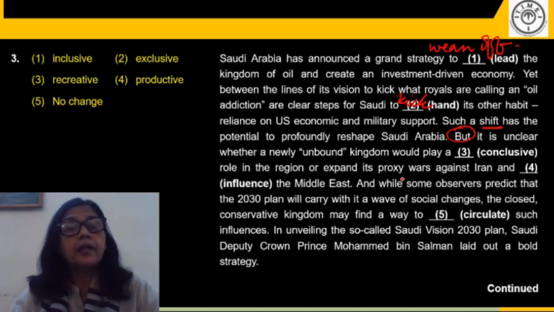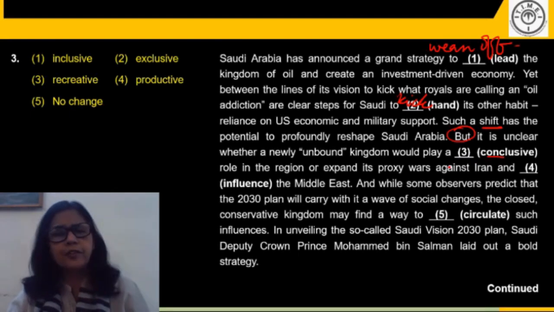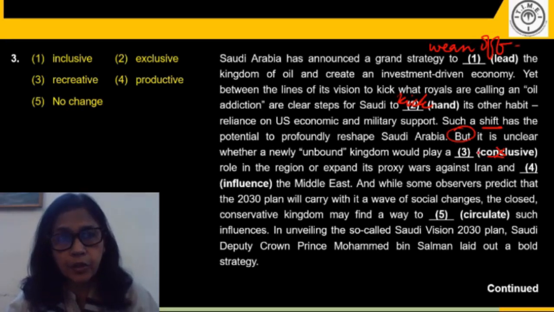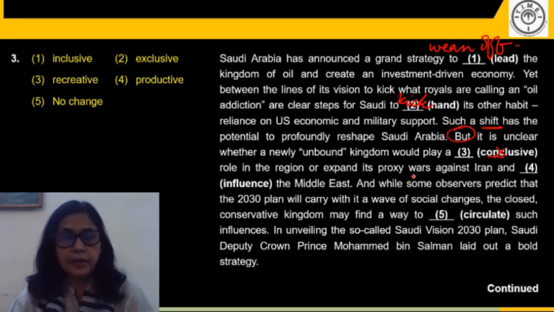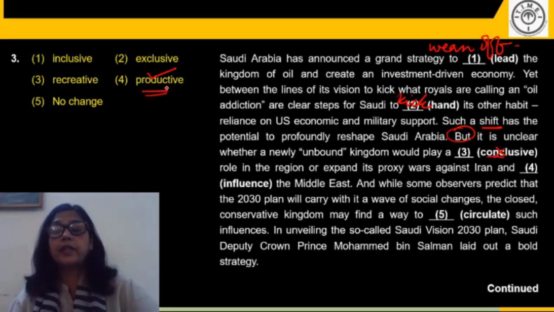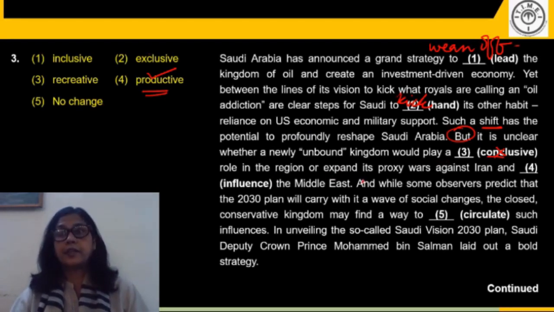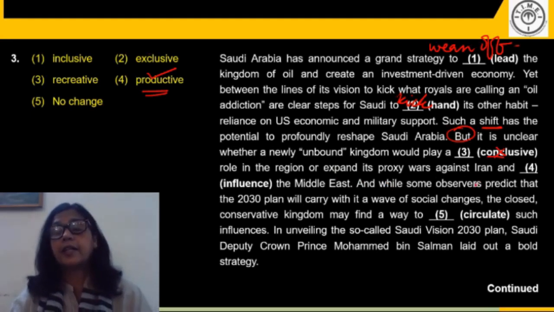So, would play a conclusive role, leading to what, right? The suggested word over here does not fit. We want to say whether the new Saudi Arabia will have an impact in the region, will be a regional power, something like that, right? So not inclusive, not exclusive, but productive role. This is the best word over here, the positive word, right? It is unclear whether a newly unbound kingdom would play a productive role in the region or expand its proxy war against Iran. And then we have the fourth blank, which we will take up now.